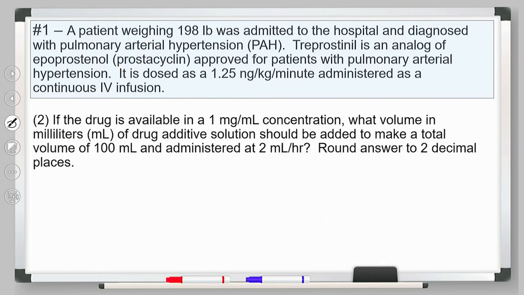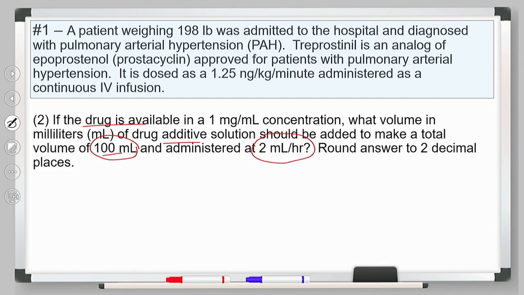Number 2, and I think this is walking around as the hardest one, it says if the drug is available, because there's a lot of information, and I give it to you in kind of random order, you have to decide what you need to know first, second, and third. So in this case, I said the drug is available in a 1 milligram per mil concentration. So that's kind of the drug additive. What volume of that additive should I use if I'm going to prepare a 100 milliliter bag? And I'm going to run that bag at 2 milliliters per hour.